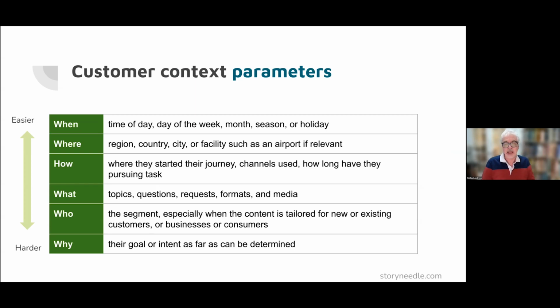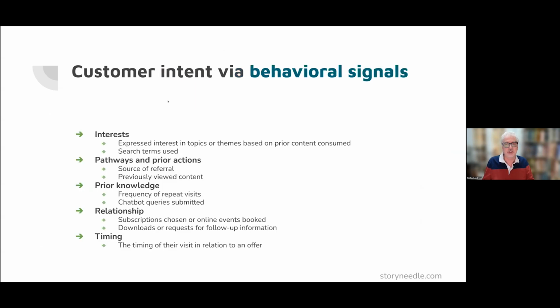And then why? Why are they here? That's probably the hardest thing to figure out. Now, sometimes they're very explicit about why they're there. They've indicated to us why they're there, but other times we have to make some guesses about why they're there. But any of this information that we can get is going to be useful to us in orchestration because it helps us figure out the customer's intent.